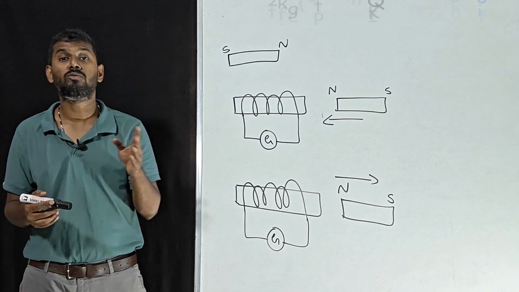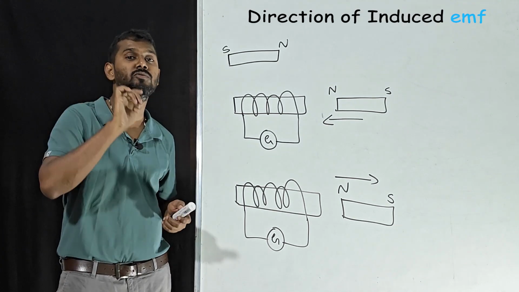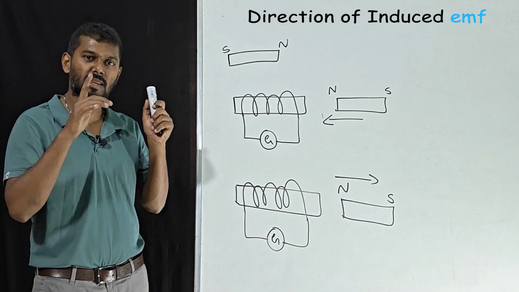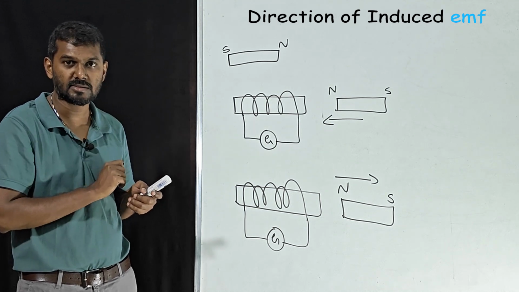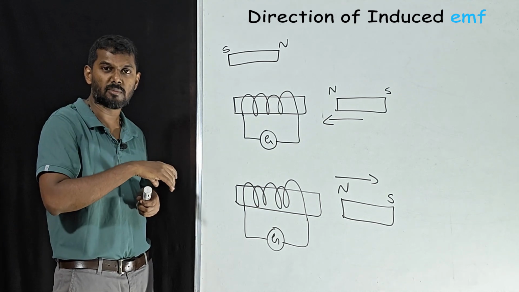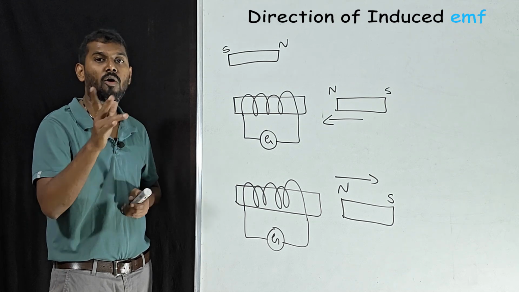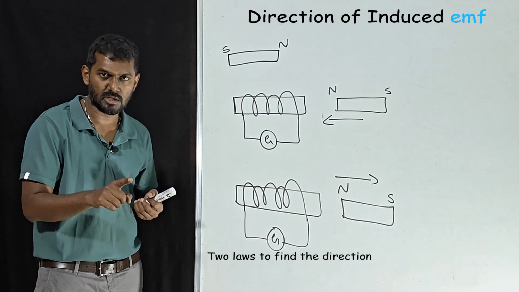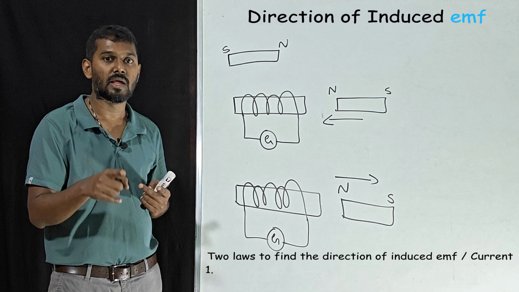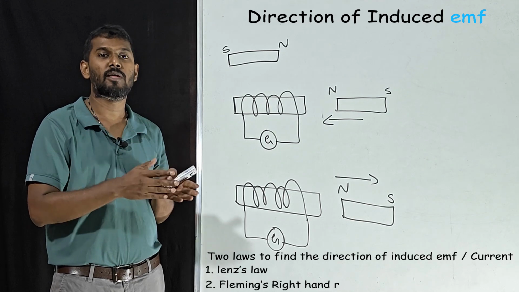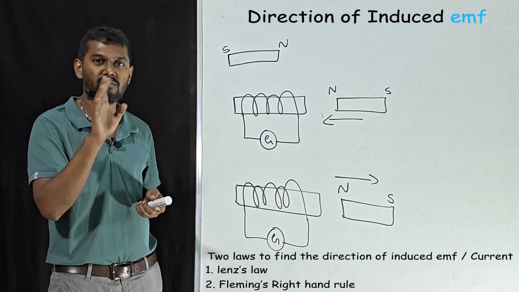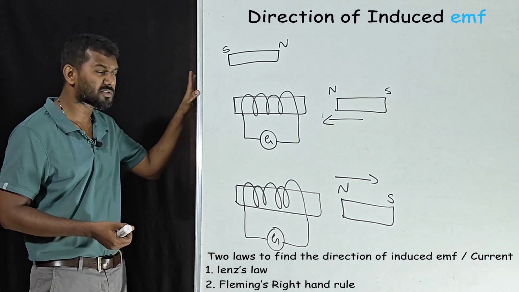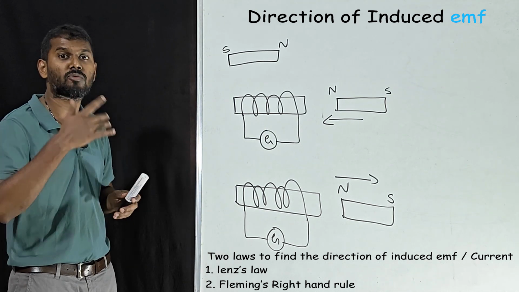Now we'll understand how to find the direction of induced EMF. We know the EMF will be induced as long as there is a change in magnetic flux. Whatever the induced EMF is, we need to find its direction. How do we find that? There are two rules. The first is Lenz's law, and the second is Fleming's right hand rule. Either one can be used to find the direction of induced EMF. First, we'll understand some basics.